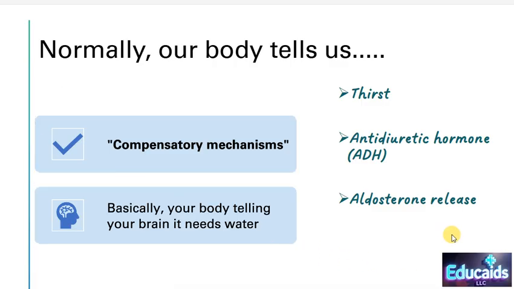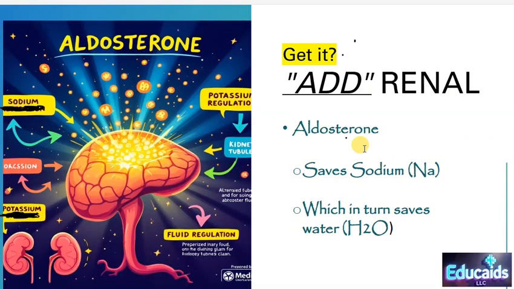Our last compensatory mechanism is aldosterone release. Aldosterone is released from the adrenal glands. Your adrenal glands sit on top of your kidney, and they tell your kidney that it needs to save sodium. And when you save sodium, you in turn save water, because water and sodium are friends and they like to hang out with each other. So your third compensatory mechanism is aldosterone, and it comes from the adrenal gland. Get it? Adrenal. That's actually where the name came from. As you know, in healthcare, renal means kidney, and the adrenal gland means that it is on top of the renal organ, or on top of the kidney.